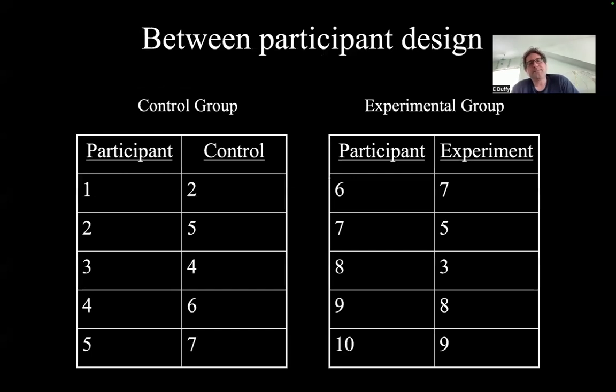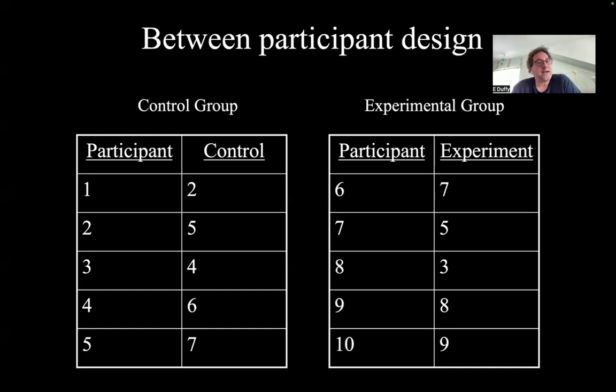Now, between participant designs, what we have is a group that we identify as the control group. So these are people that we don't have run at all. So participant one, we measure their heart rate when they come to the lab at two. Participant two is a five, participant three is a four, participant four is a six, and participant five is a seven. Okay. And then we have a whole other group of people.